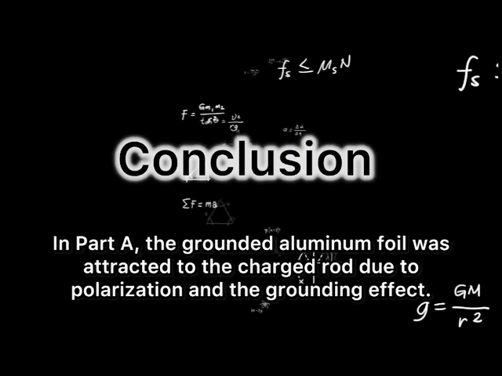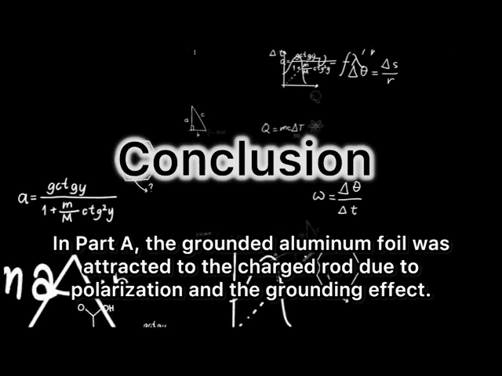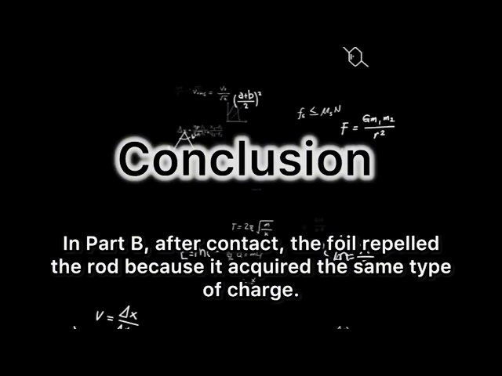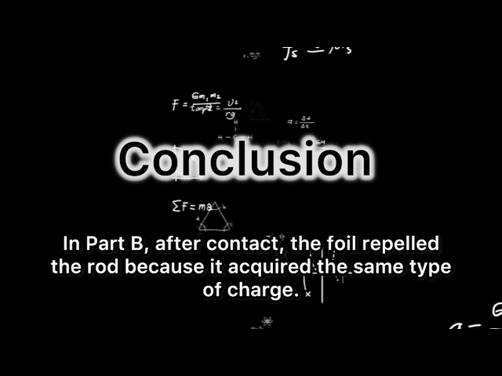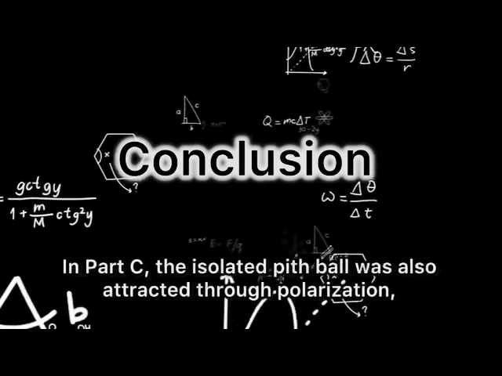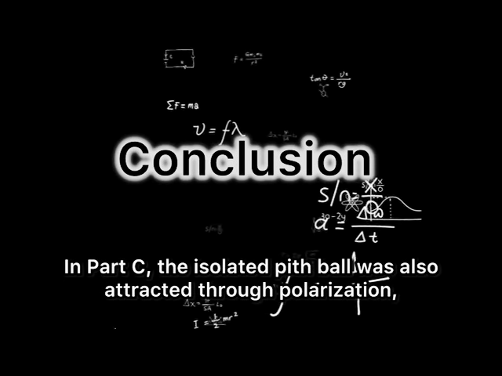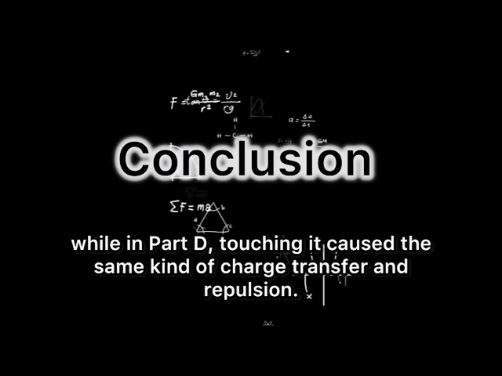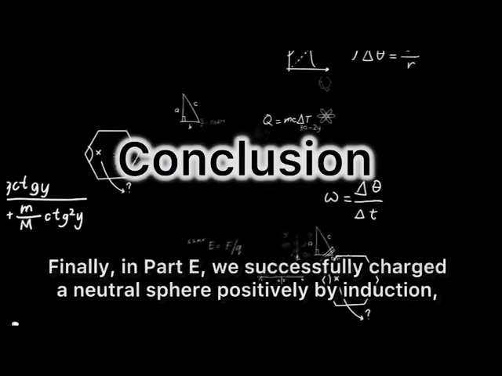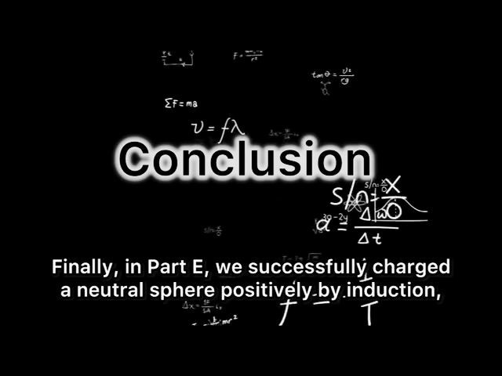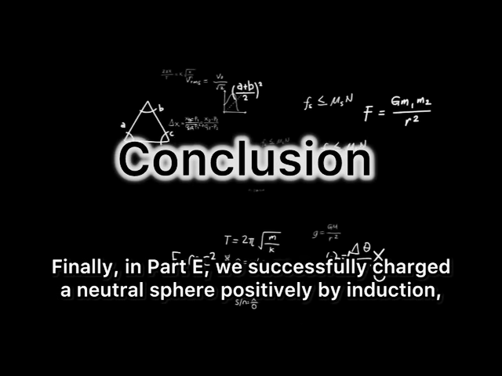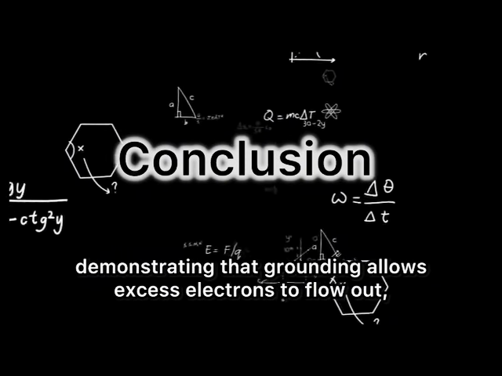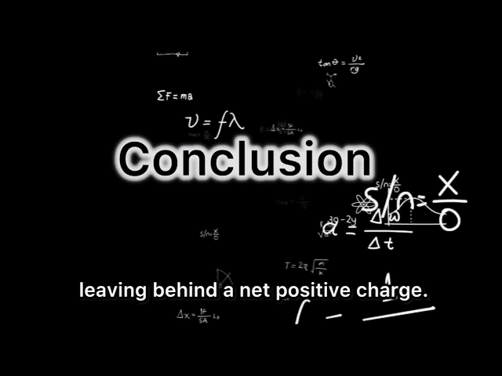In Part A, the grounded aluminum foil was attracted to the charged rod due to polarization and the grounding effect. In Part B, after contact, the foil repelled the rod because it acquired the same type of charge. In Part C, the isolated pith ball was also attracted through polarization, while in Part D, touching it caused the same kind of charge transfer and repulsion. Finally, in Part E, we successfully charged a neutral sphere positively by induction, demonstrating that grounding allows excess electrons to flow out, leaving behind a net positive charge.